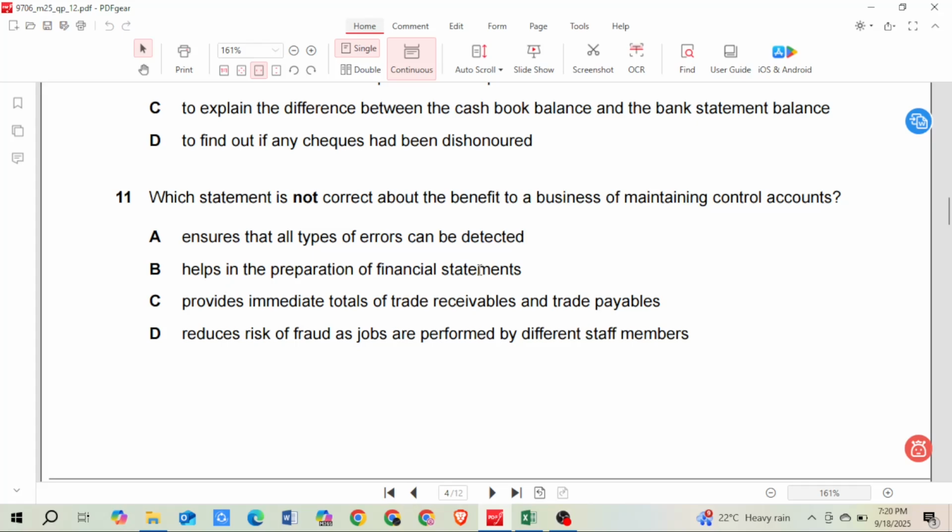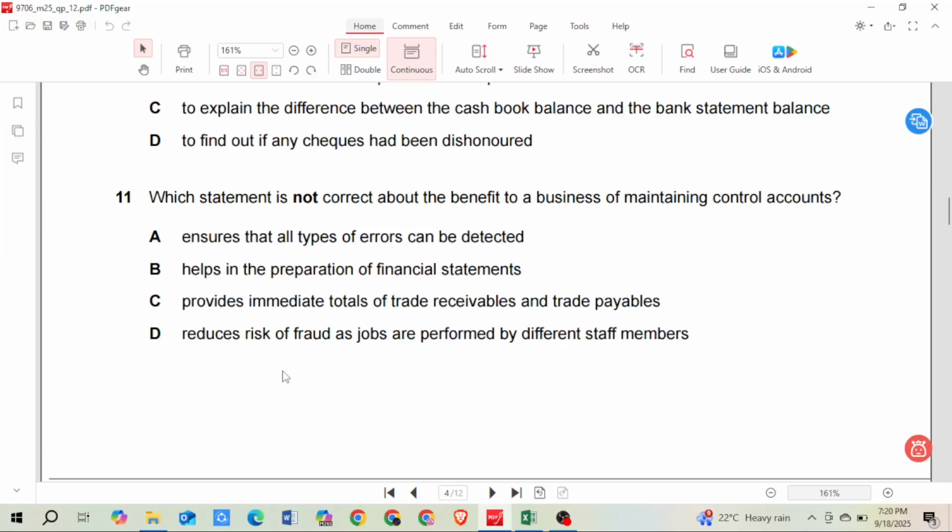So it will also help us in preparing the final statement. But what it does not ensure is that it will identify all the errors, because there could be other errors apart from arithmetical errors in the books of account, and those would not be detected by the control account. So your right option for question number 11 is A.